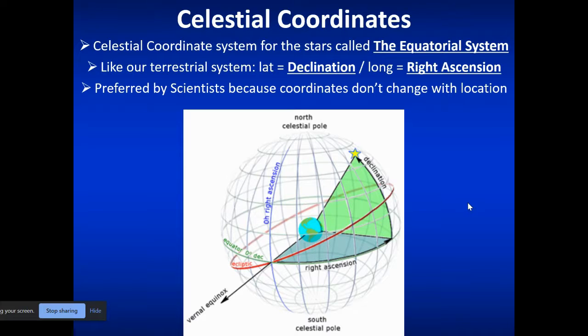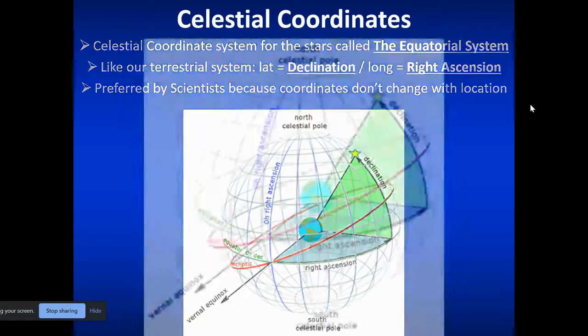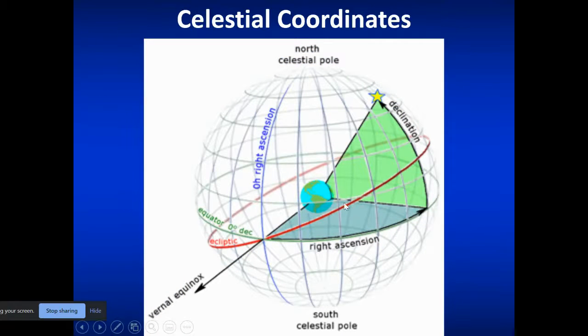So scientists all over the world like to use this coordinate system because it's simpler and does not require earthly coordinates and latitude and time of day in order to recognize where a star is in the sky. And so here's a greater look at that diagram.